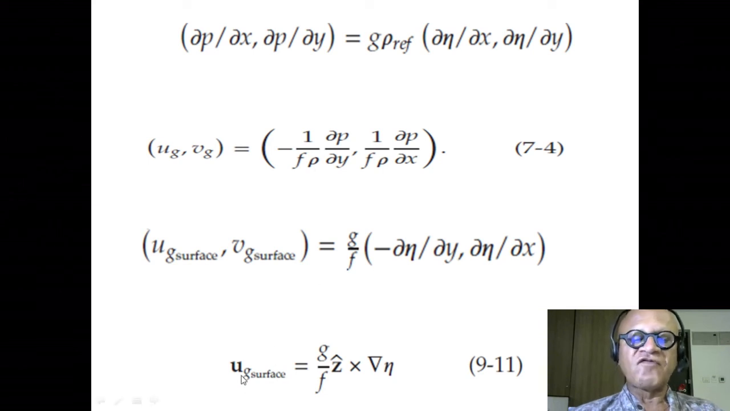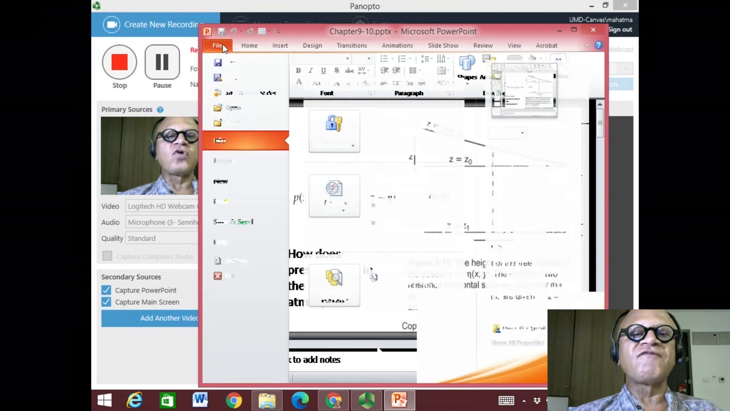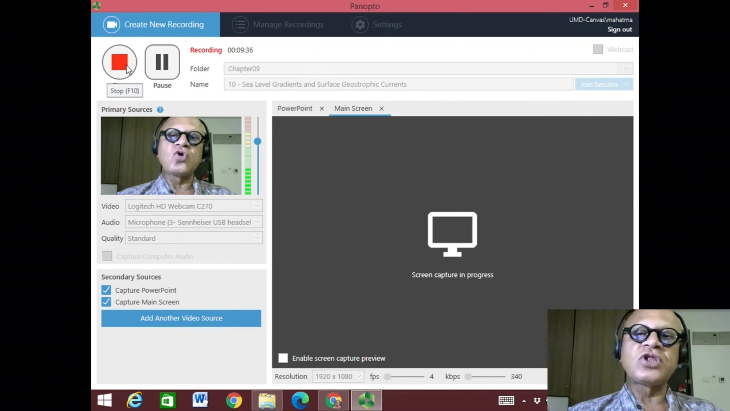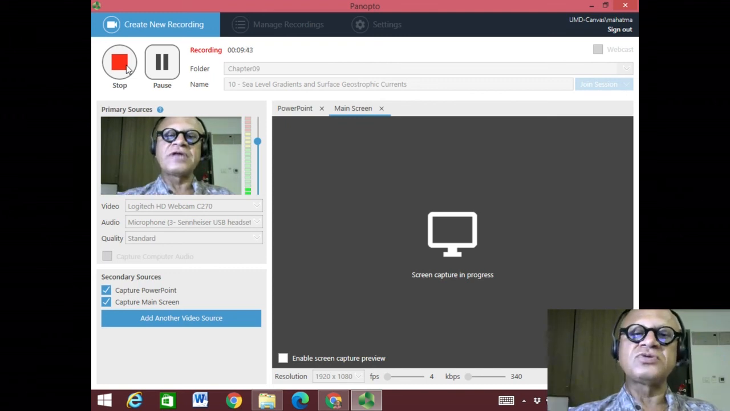In the vector form, obviously it is written as U_G surface equals g over f, z hat cross grad eta. We will see that the deeper ocean does something funky, and that's kind of the cute thing about the ocean. Basically, it comes down to what we said before, that the deep ocean has no motion. It's basically so slow, a few kilometers per year, that you cannot measure the currents directly. You have to use tracers and other methods to do that.